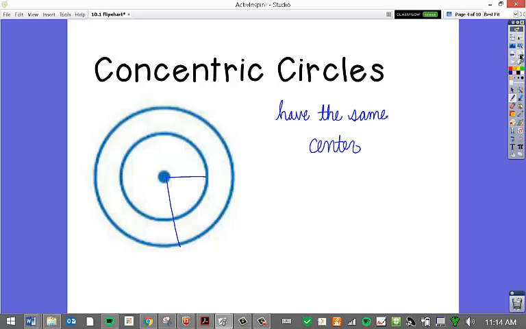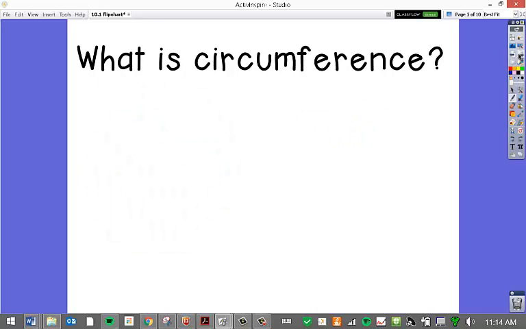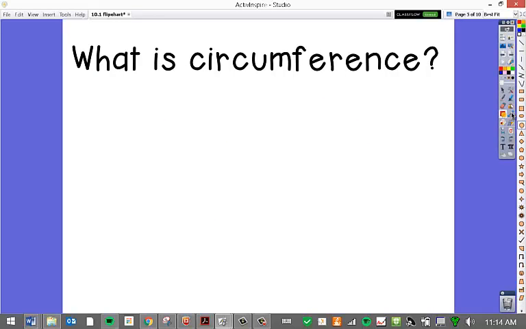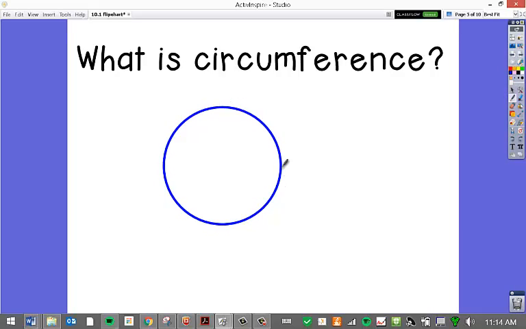Okay, what is circumference? Circumference is the distance around the edge of the circle. So if you took a piece of string and wrapped it around your circle and then took that string and stretched it out straight and laid it up against a ruler, your circumference would be the length around the circle. It's kind of like perimeter for a circle.